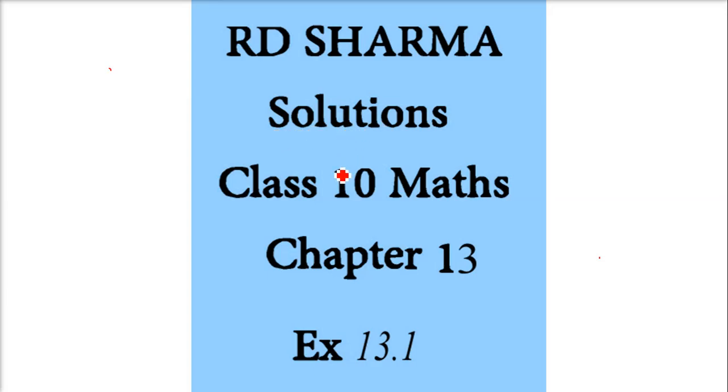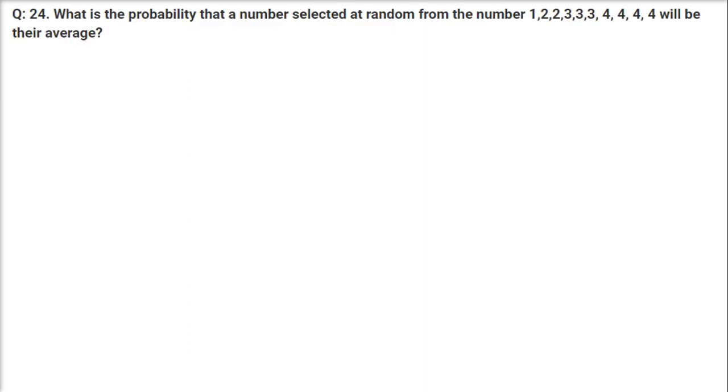We are taking R.D. Sharma solutions, class 10 maths, chapter number 13, exercise 13.1. This is probability. What is the probability that a number selected at random from the numbers in this list will be their average? That is, what is the average?